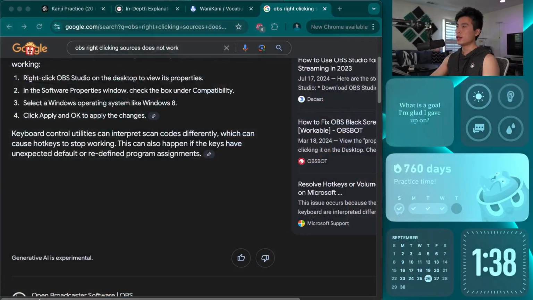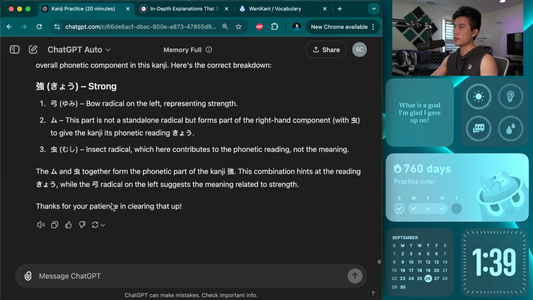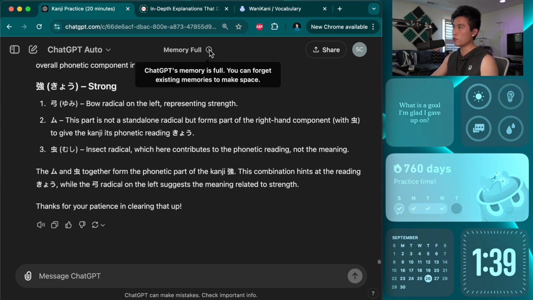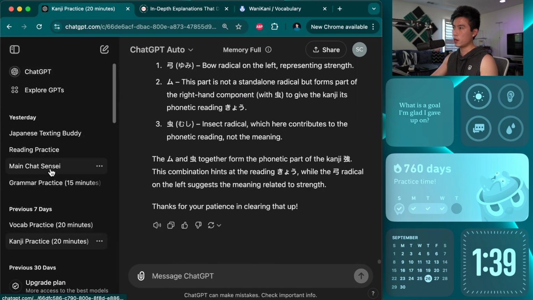Okay, so we are now doing day 7 of learning Japanese with AI, and we're just going to jump right into it. The schedule for today is going to be generated through ChatGPT itself. I was having some errors with OBS, and then I fixed it. So then let's do this. It says memory full, we'll have to check that later. But for now, the main chat.